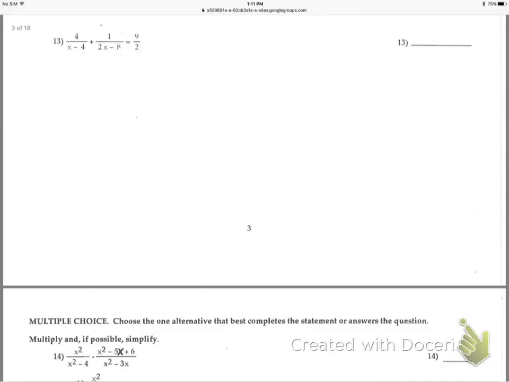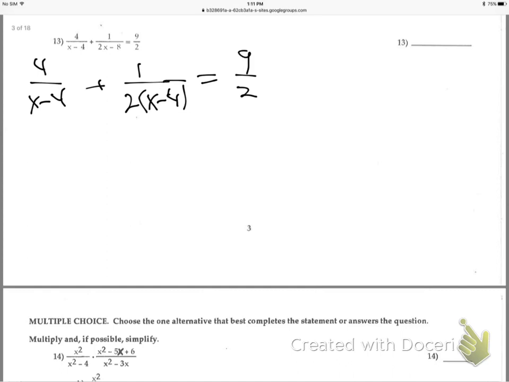So number 13, got to factor. You got to begin by factoring. So 4 over x minus 4 plus 1 over 2, factor out a 2. Everybody see that, what I just did? Factored out a 2 from that 2x minus 8. Factor out a 2.